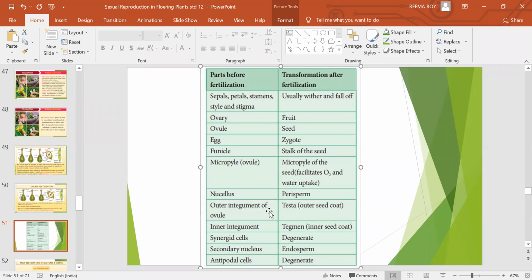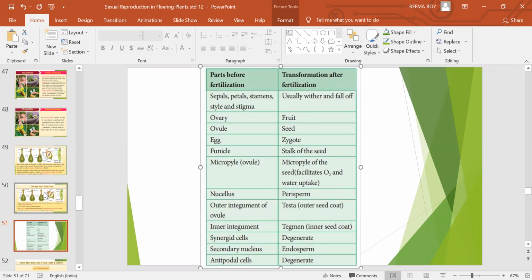An outer integument, the covering, is called as testa. And inner integuments. Integument में दो type है, outer and inner. वो जो पहले outer थे, वो अभी क्या होएंगे after fertilization? Testa बोलेंगे. और integument, inner integument को क्या बोलेंगे? Tegmen बोलेंगे. Okay. Synergid cell will degenerate. Secondary nucleus जो है वो endosperm होएगा.